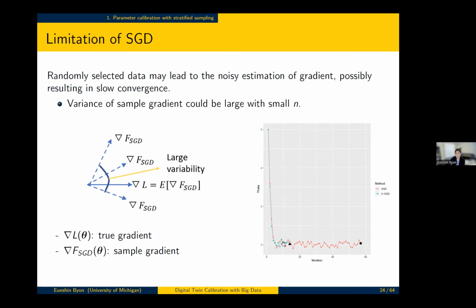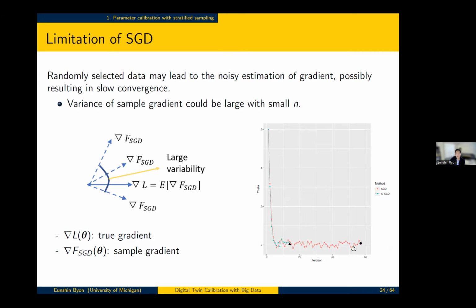So if you look at this graph, this is one of the experiments. And the red is the trajectory of the theta when we use SGD to calibrate the parameter. So you can see that this parameter starts at 5 and it quickly converges to around 2, which is good. But after it converges, it goes up and down. And that's because this sample gradient is highly variable. Because the variance is large, sometimes it goes up, sometimes it goes down.